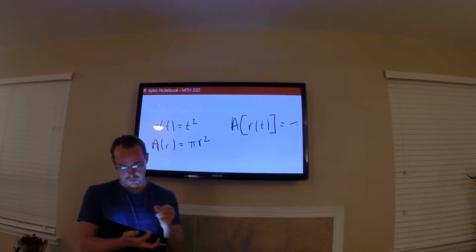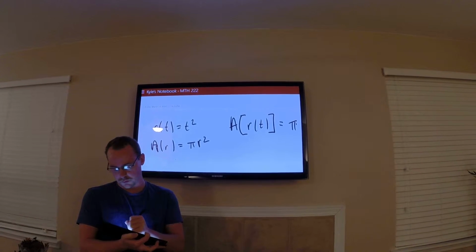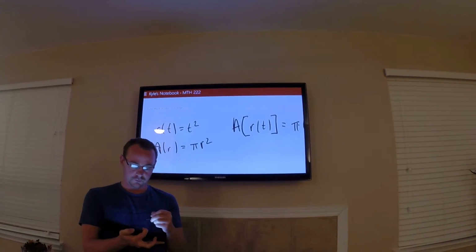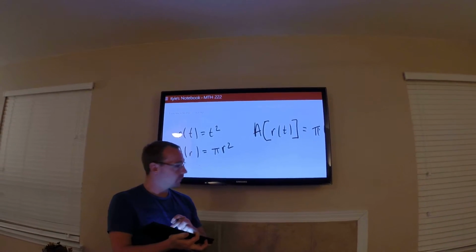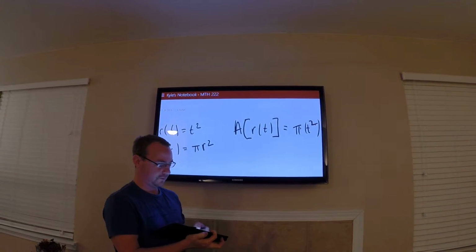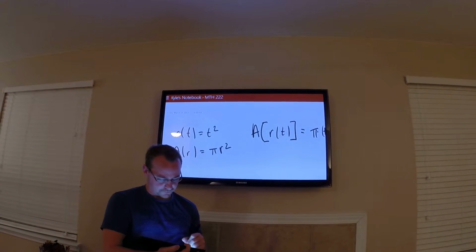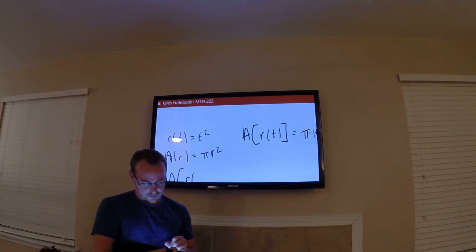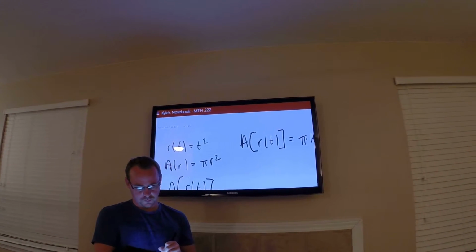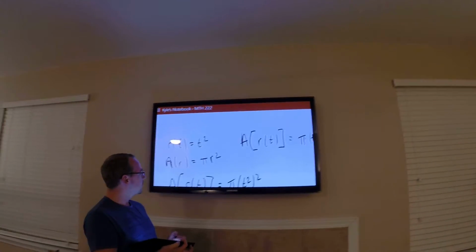We'll have pi times t squared, squared. Oh, we are off the screen. Okay, I'll rewrite it. A of r of t equals pi t squared squared.